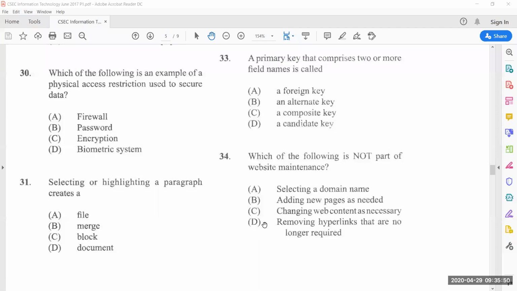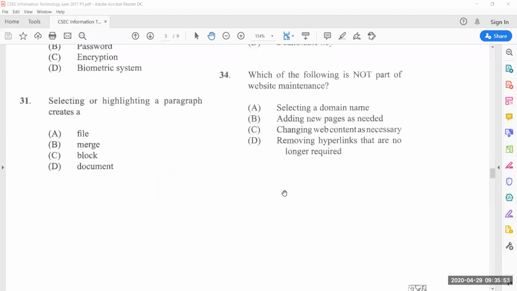Okay, that's correct. Which of the following is not part of website maintenance? So you have selecting the domain, adding new pages, changing web content, and removing hyperlinks that are no longer required. All right. So for this, think about what someone who deals with a website on a daily basis or frequently would do. So first of all, the domain name is the name of your website. So you're not going to be selecting this on a regular basis. This is something you select when planning the website. So that very much looks like the answer, right?